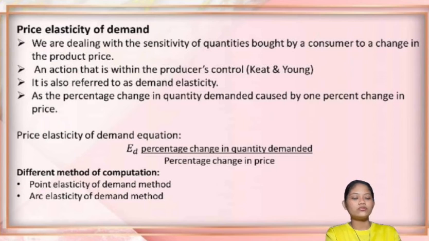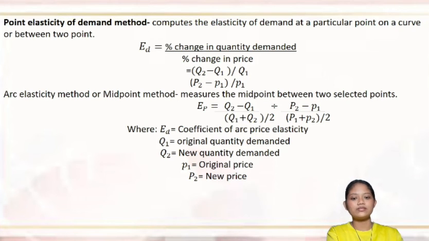There are two different methods of computation: the point elasticity of demand method and the arc elasticity of demand method. First is the point elasticity of demand method. This computes the elasticity of demand at a particular point in a curve or between two points. So the equation is: ED equals (Q2 minus Q1) over Q1, divided by (P2 minus P1) divided by P1.